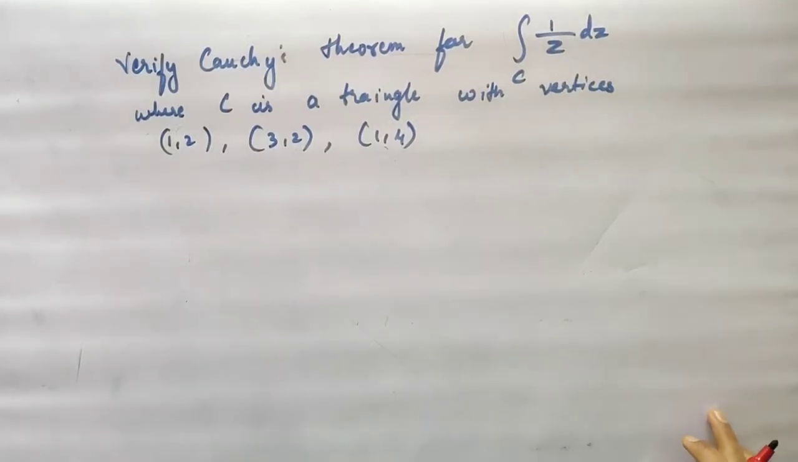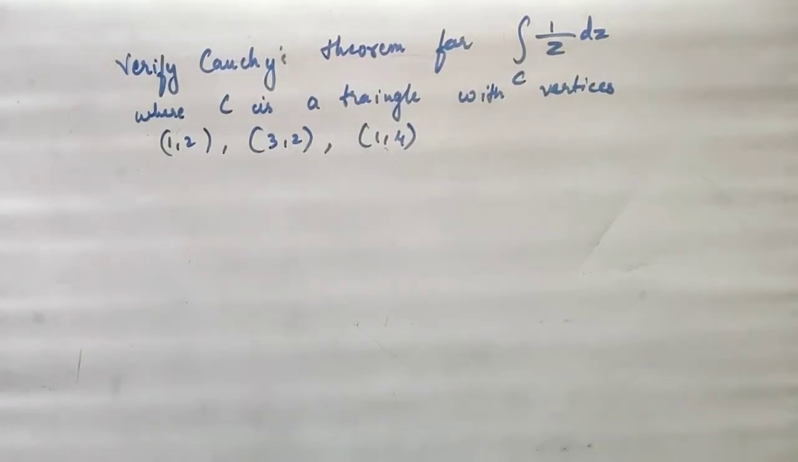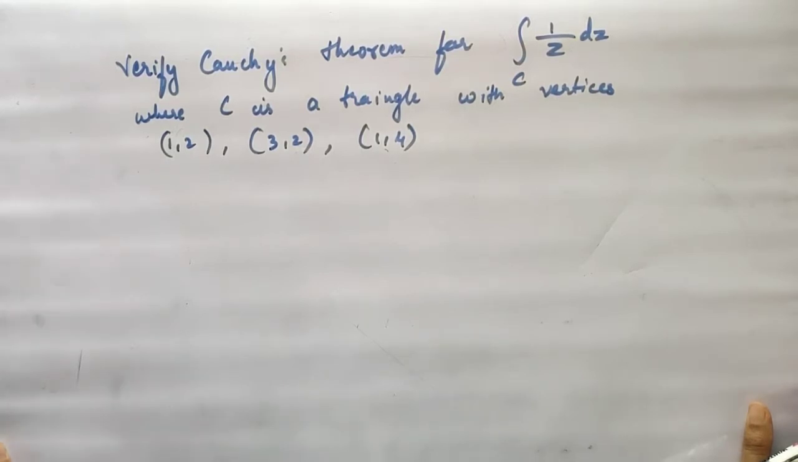Students, in this session I am solving a problem from a model question paper. Verify Cauchy's theorem for the integral over the curve C of 1 by z dz, where C is a triangle with the vertices (1, 2), (3, 2) and (1, 4).